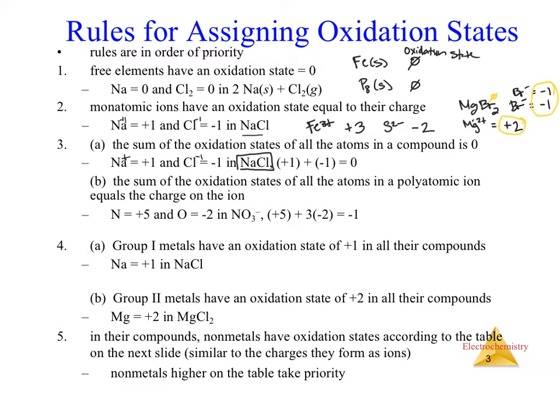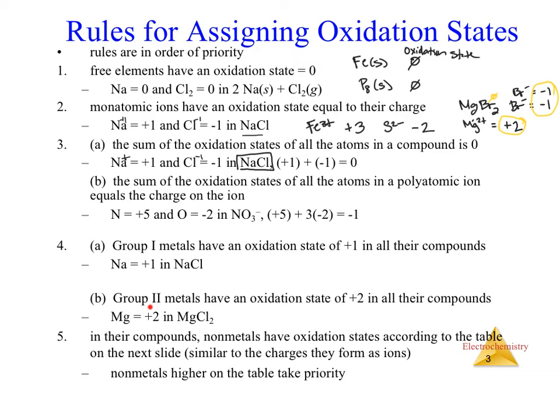Rule 4a. Group 1 metals have oxidation states of +1 in their compounds. For example, sodium is +1 in sodium chloride. And group 1 metals, remember those are the alkali metals, the first column in the periodic table. The reason that happens, remember, they want to lose 1 electron to be like a noble gas. Well, in their compounds, they're going to have a +1 charge, which is the same as the oxidation state.